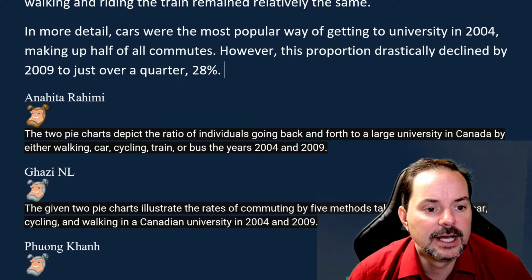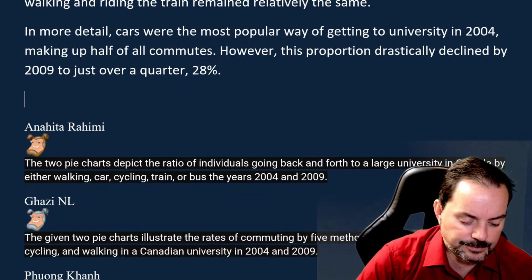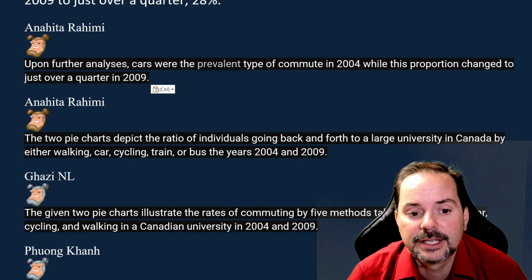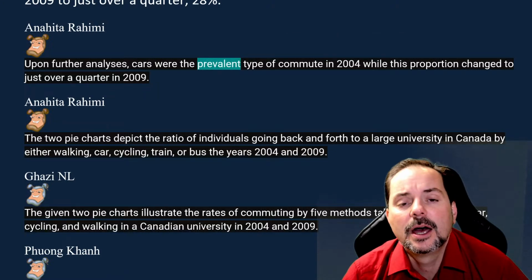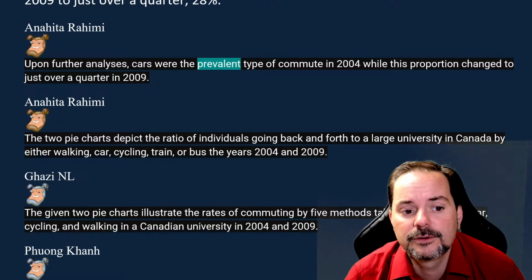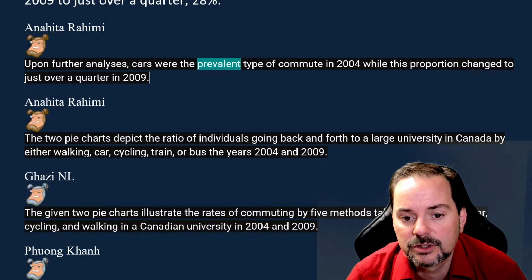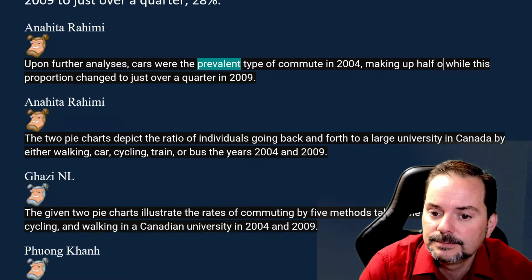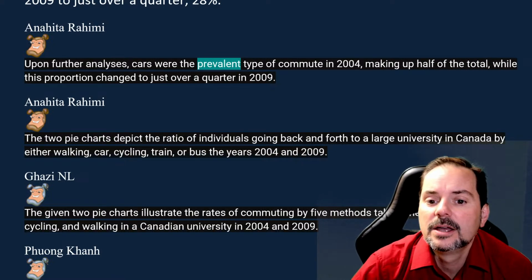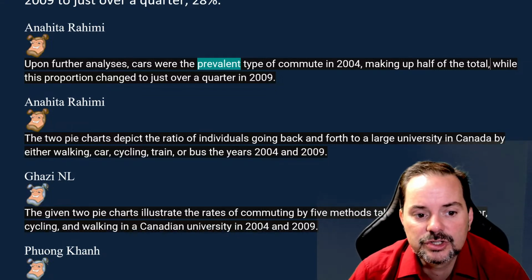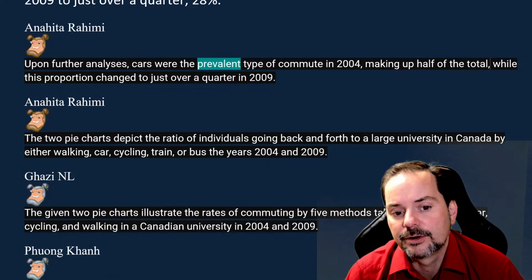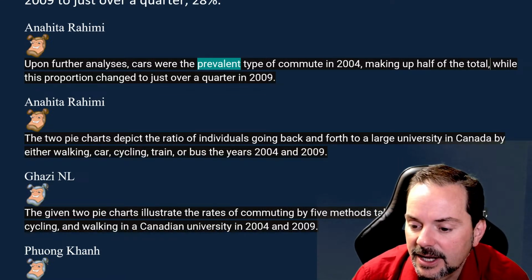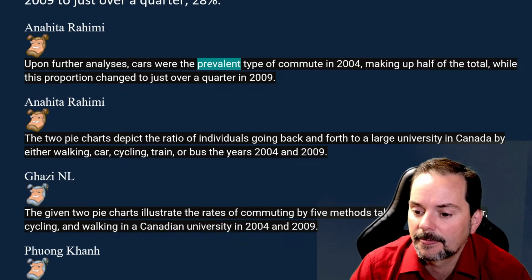So Anahita says this. Anahita says, upon further analysis, cars were the prevalent. I like that, prevalent, really nice. Now do mention the amount. Okay, so upon further analysis, cars were the prevalent type of commute in 2004, making up half of the total. Okay, comma, while this proportion changed to just over a quarter in 2009. Now it's some nice writing on it. Now you're in that band 9 category.